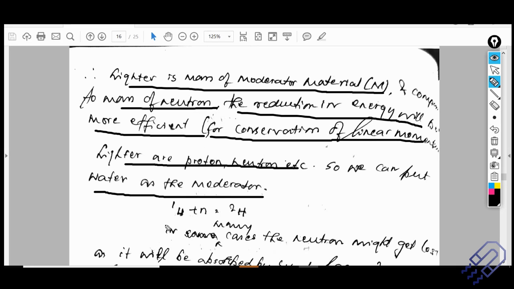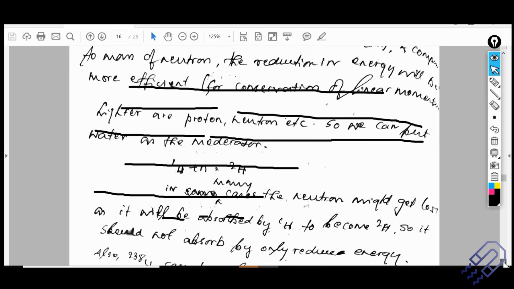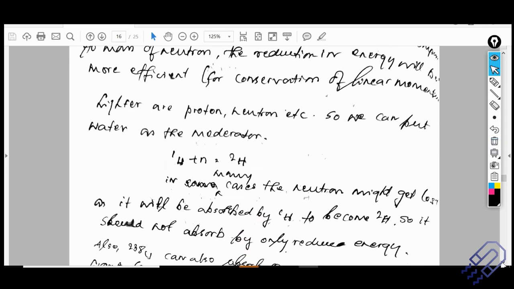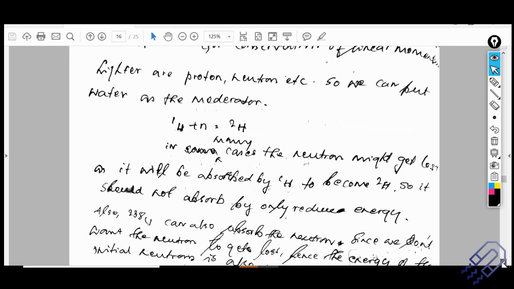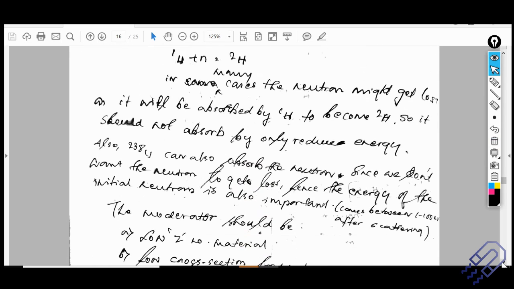Water will basically have this 1H, and it will hit the neutron and basically become 2H. So there is also a possibility that some of the neutrons might get lost in the moderator. So this has to be efficiently done. The complication here is that the neutron that comes in should not be too slow. So that is also there.